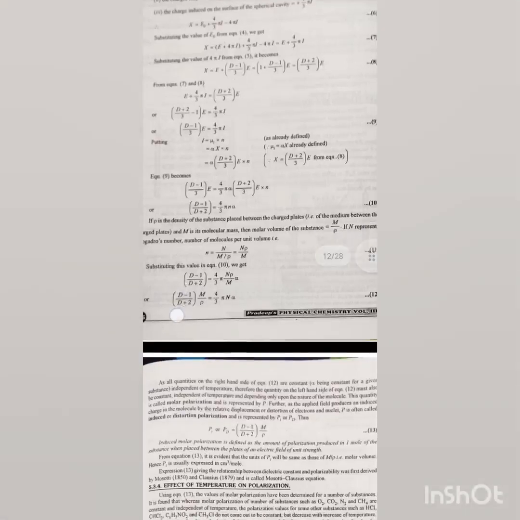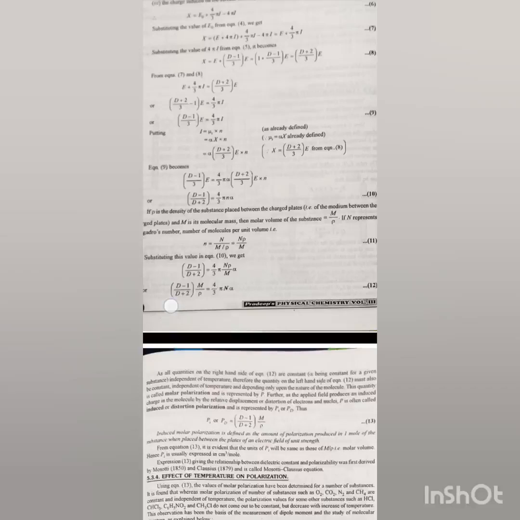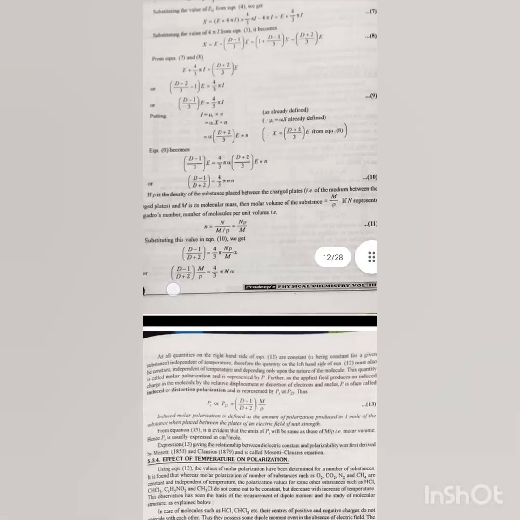This is called equation 8. From equations 7 and 8, E plus 4/3 πI is equal to (D plus 2)/3 into E, or ((D plus 2)/3 minus 1) into E is equal to 4/3 πI, or (D minus 1)/3 E is equal to 4/3 πI, named as equation 9.